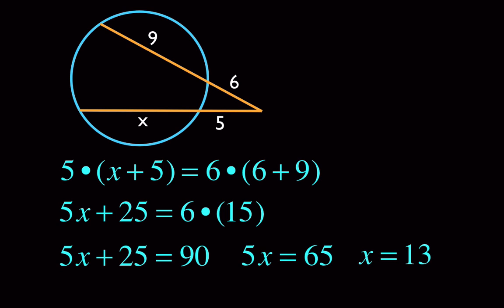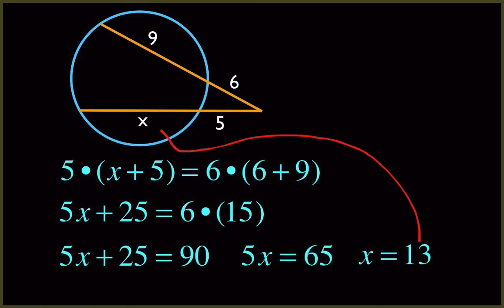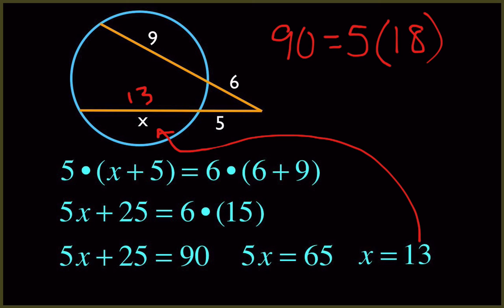I get 13. Remember, it's very easy to check your answer. I'm going to take that 13 up here, and I'm going to say 9 times 6, as we know, 9 times 15 is 90. Check to make sure the other one works. We're going to do 5 times 5 plus 13, which is 18. And that also works out to be 90, so we know we did it right.